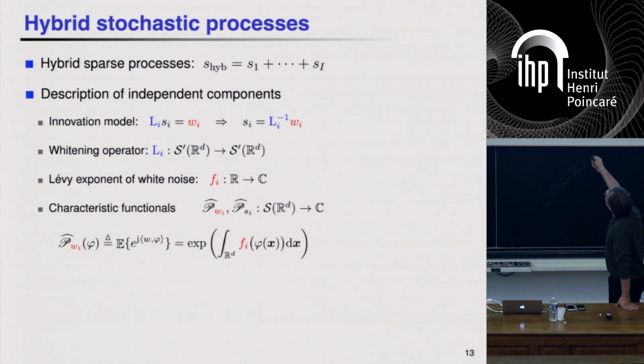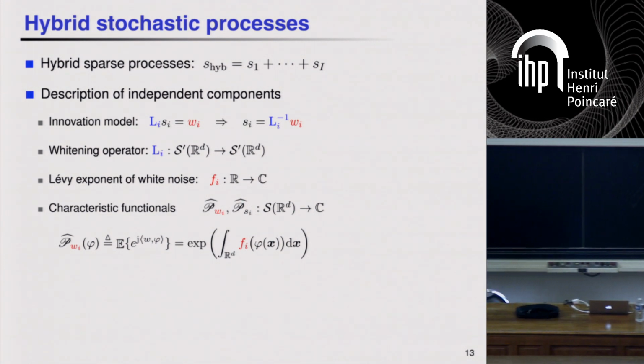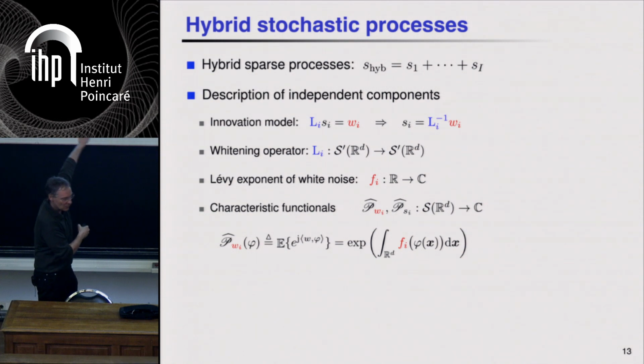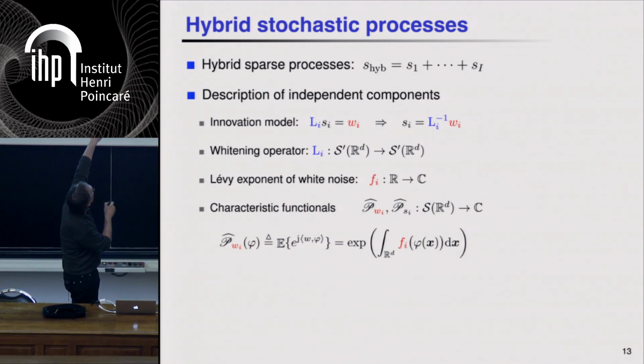Okay, because this is actually the characteristic function, which is in some sense the infinite dimensional Fourier transform of the probability measure of the white noise. And it's given by this form here, and it is indexed by phi here, which is a test function. Okay, so that gives a characterization. You see, what's important is the Lévy exponent here.